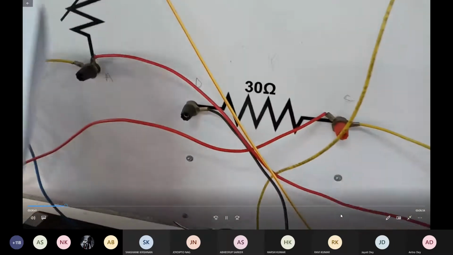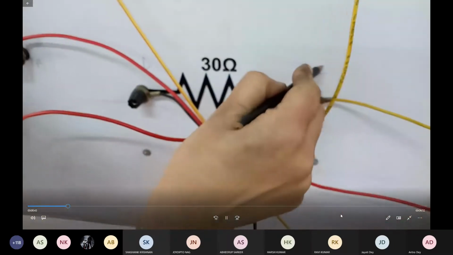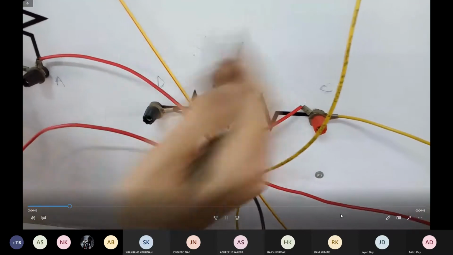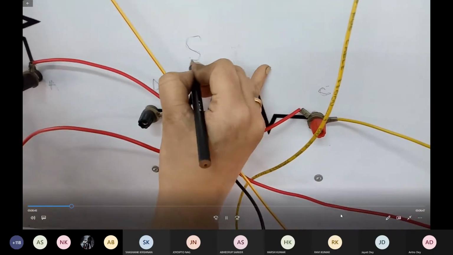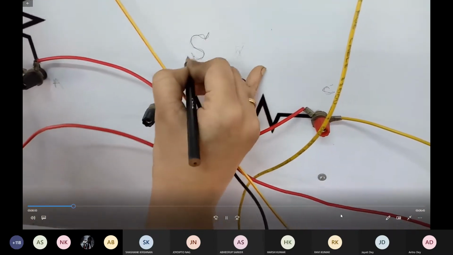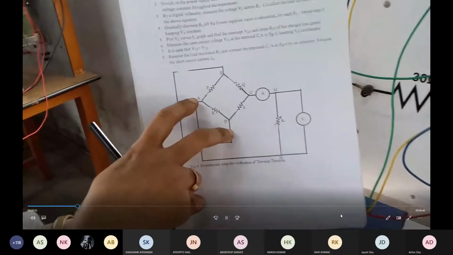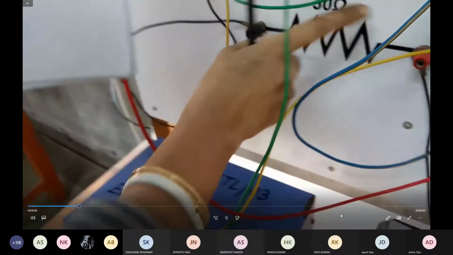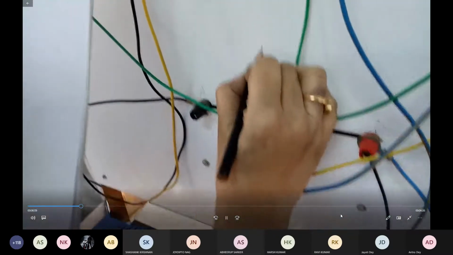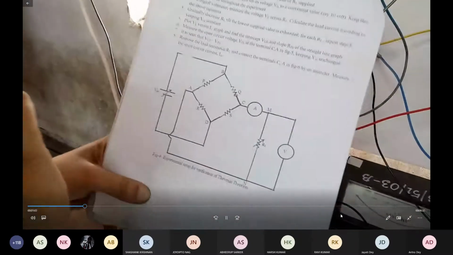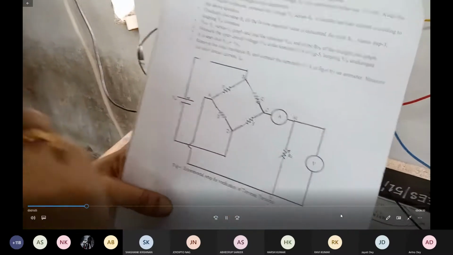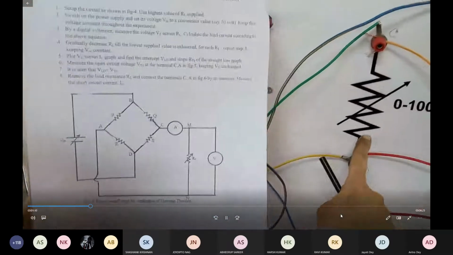Next is across C and D, S is connected. So C is considered to be this and D, and therefore this one is S. And which one is left? That is R, which is connected across A and D. So A and D, and this one is R. There should not be any confusion regarding this base circuit. Now one thing is left, that is RL, the load resistance, which is variable. So this one is the variable resistance, which is this rheostat.